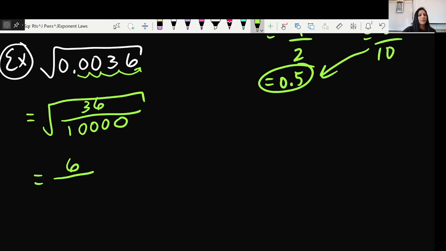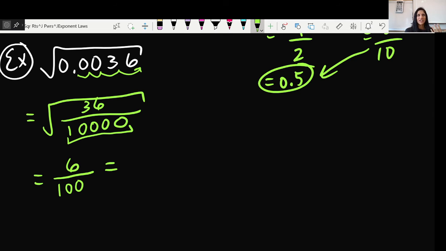And at the bottom, if I have something with 4 zeros and I square root it, how many zeros should I end up with? You always end up with half the number of zeros. Did we know that trick or that rule? So we would get 100, right?